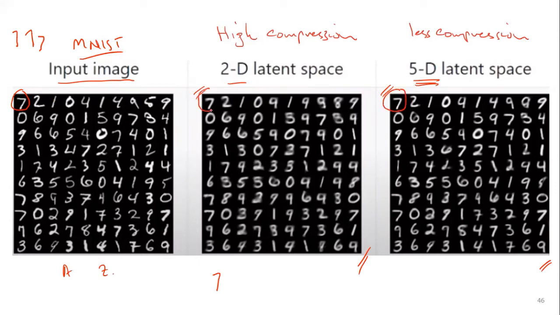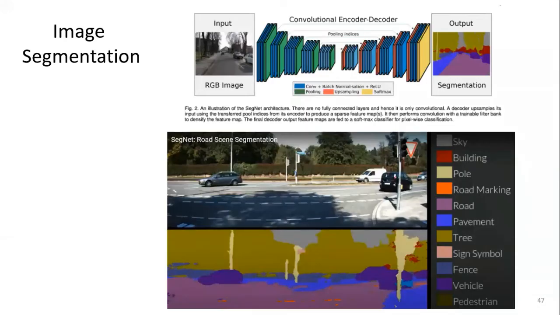As compared to the 7 over here, you can see that it's a little bit more fuzzy, okay? So this is one example. Now here's another example. And this is again used in image segmentation. Image segmentation is a different area of deep neural networks and image recognition, and basically this is widely used.